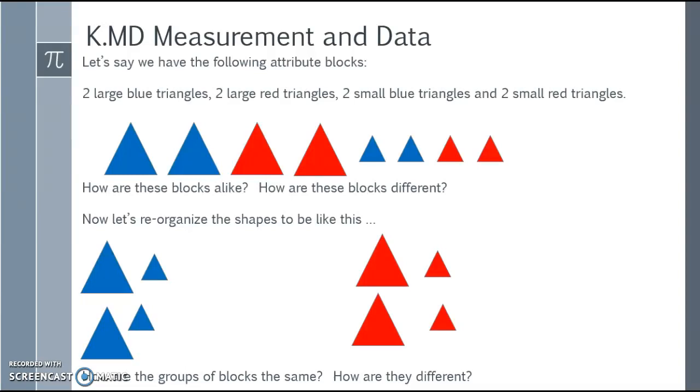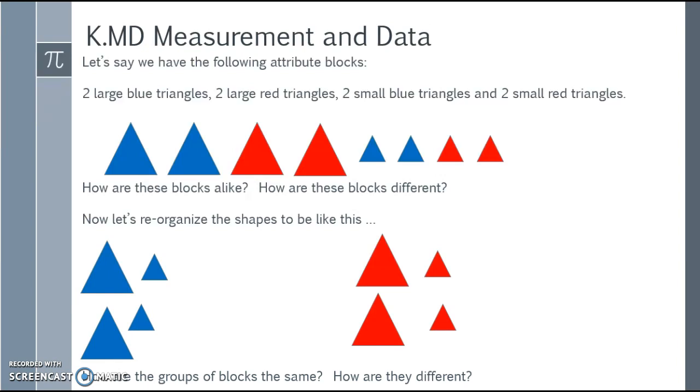Let's say we have the following attribute blocks: two large blue triangles, two large red triangles, two small blue, and two small red triangles. Take a moment to reflect. How are these blocks alike? How are these blocks different?